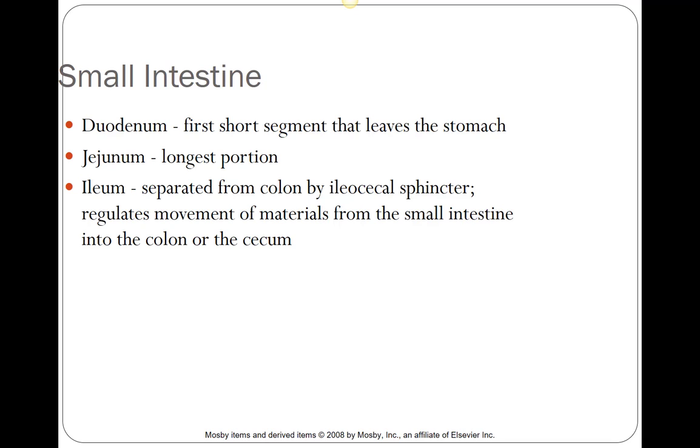And then finally we get to the caudal section of it, which is the ileum. The ileum is the short section, and pretty much it's just a transition from the jejunum over to the large intestine, over to the cecum and or the large colon. It's just this one little section right there, and it's fairly rigid, and it helps to regulate movement of material from the small intestine into the large intestine.